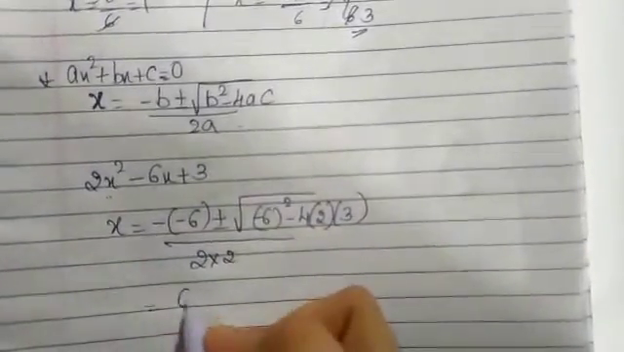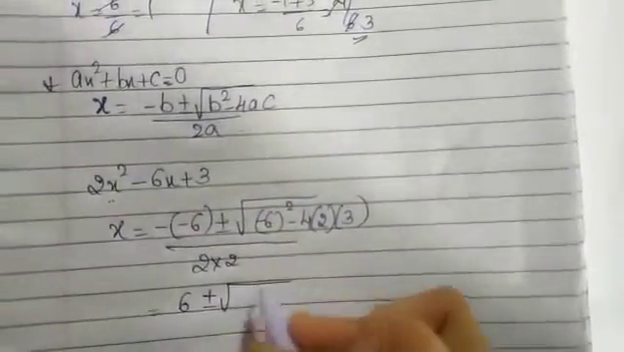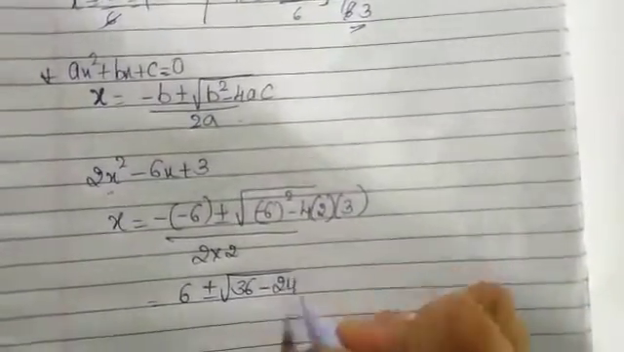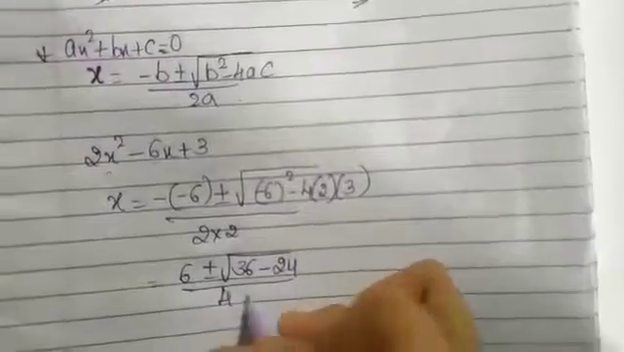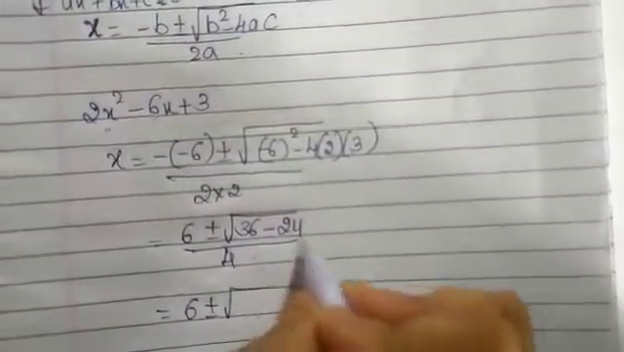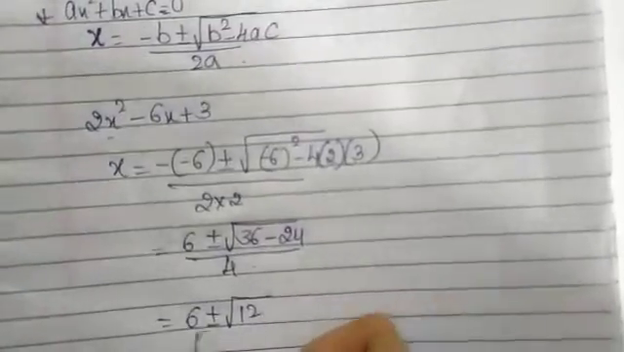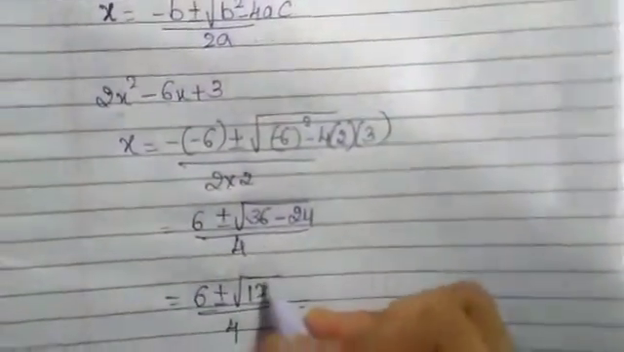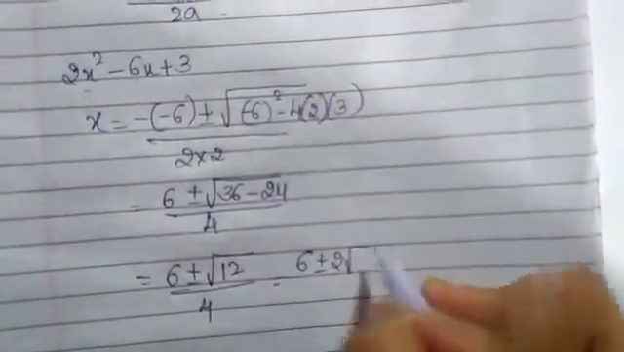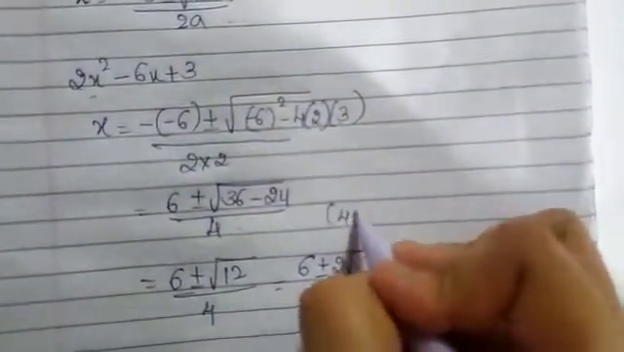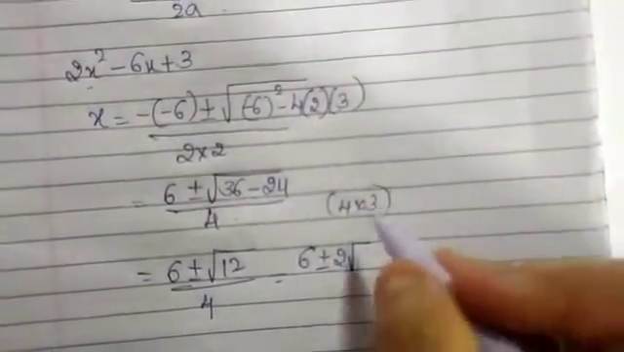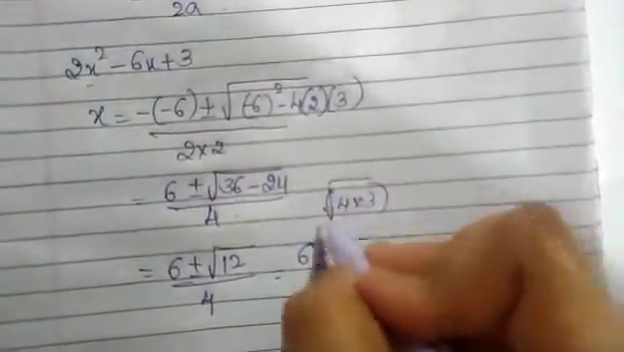So minus into minus is plus, so 6 plus or minus square root of 6 sixes are 36 minus 24, divided by 2 twos are 4 here. So I'll get 6 plus or minus square root of 36 minus 24, that is 12, divided by 4. Now the square root of 12: I can write 12 as 4 into 3, isn't it? So square root of 4 into 3.